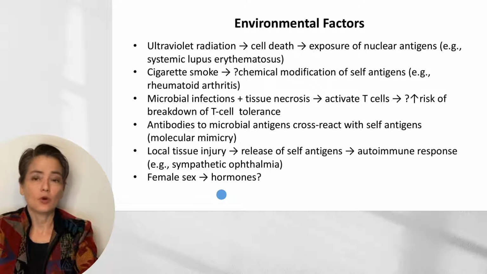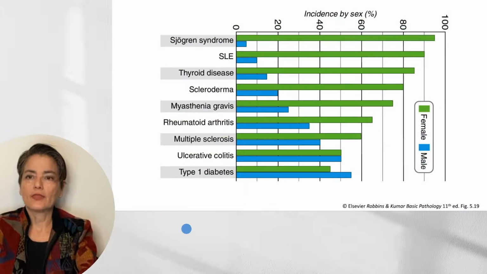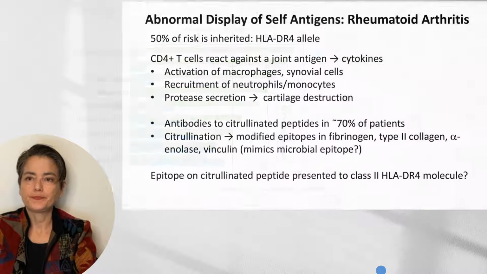And this can be due perhaps to hormones or to other genes on the X chromosome. So let's just look at that here. This is a figure from Robbins Kumar Basic Pathology, where you can see, for example, Sjogren syndrome and systemic lupus erythematosus are far more common in females than in males. Things tend to even out when we get down towards ulcerative colitis and type 1 diabetes. And we do not know what the mechanism for this sex predilection is, just that it is very common.